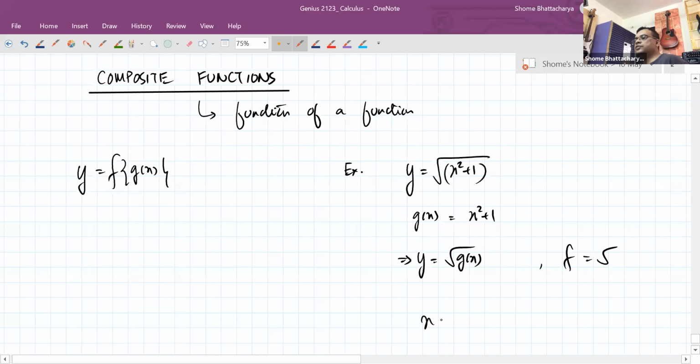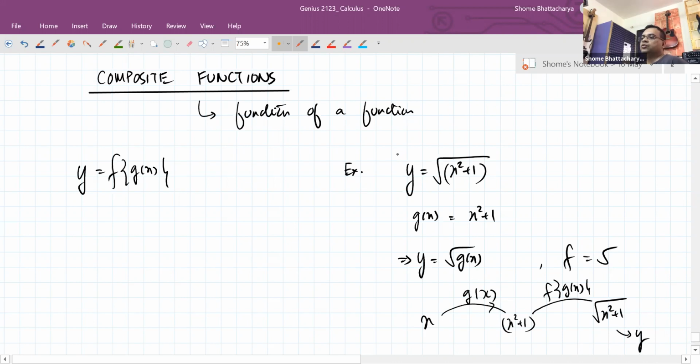So on x, we are first operating g to get x square plus 1. And on g, we are now operating f to get square root of x square plus 1. And that is equal to our y. So to get from x to y, we have to do two steps. First, we have to calculate x square plus 1 from x. And then we have to take square root of that.